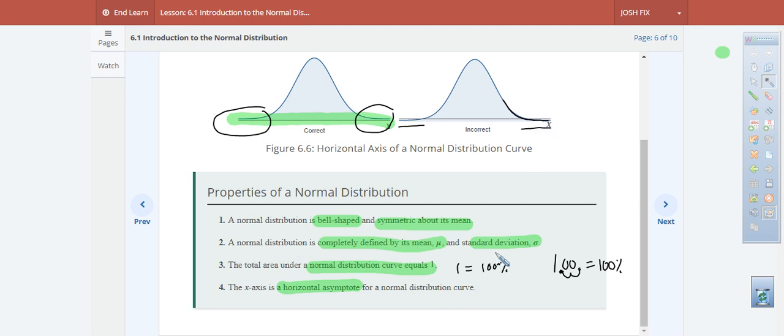Now, like I said, if you're drawing this freehand, it's not that big of a deal. In the computer, they're going to actually have it drawn for you. You'll just be moving data points around.